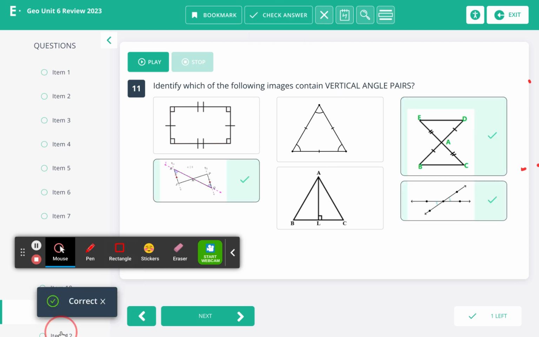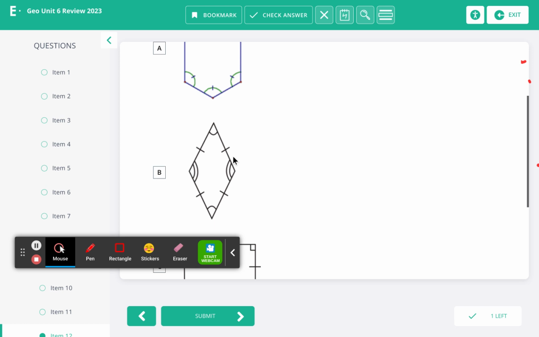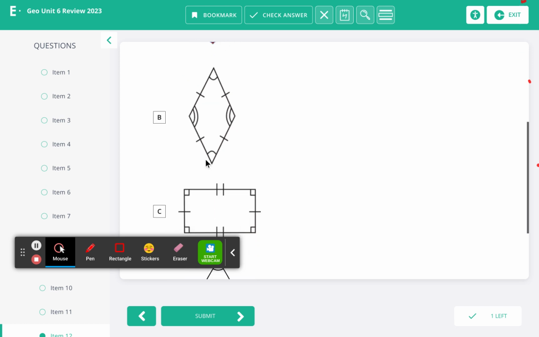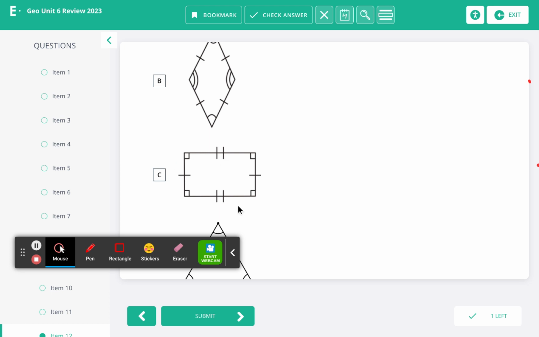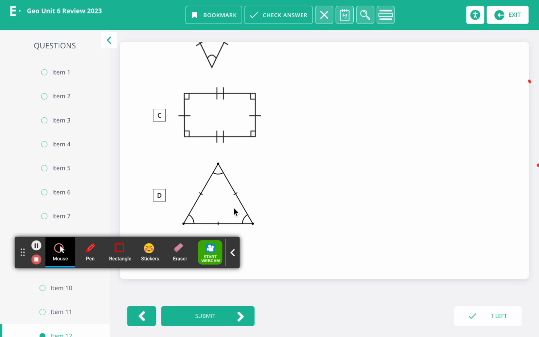And lastly, number 12. Identify which of the following images contain a regular polygon. Regular polygons have two facts. All sides are the same length, and all angles are the same measure. A has all the angles the same measure, but sides aren't the same length. B, the sides are the same length, but the angles aren't the same measure. C, angles are the same, but sides are not. D, all three sides are the same, all three angles are the same. That is a regular polygon.